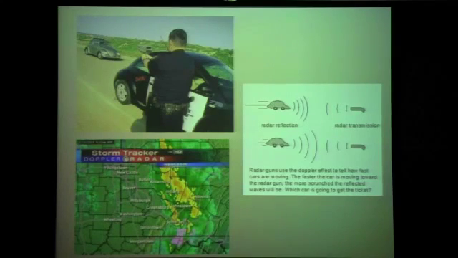With radar, it's sound. With the radar guns, they are bouncing a radar signal off your car. The car is coming toward the officer. The radar signal bounces off the car. They measure the red shift or the blue shift of the radar signal, and they use that to measure how fast your car is going.